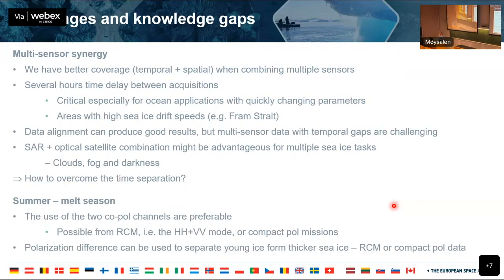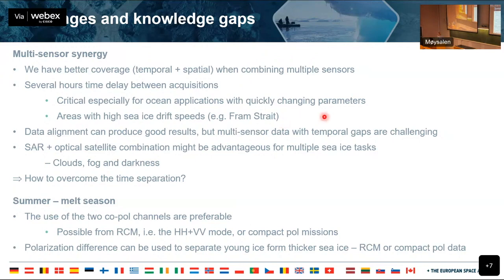So the challenges and knowledge gaps. Well, sure, more images is always better. It requires a lot more data processing power. And if we have more images, we have a better coverage both temporally and spatially. But if you want to start comparing them, they often have several hours time delay in between acquisitions. ALOS-2, for example, is not at all on schedule with the C-band images. It's quite a few hours in between.